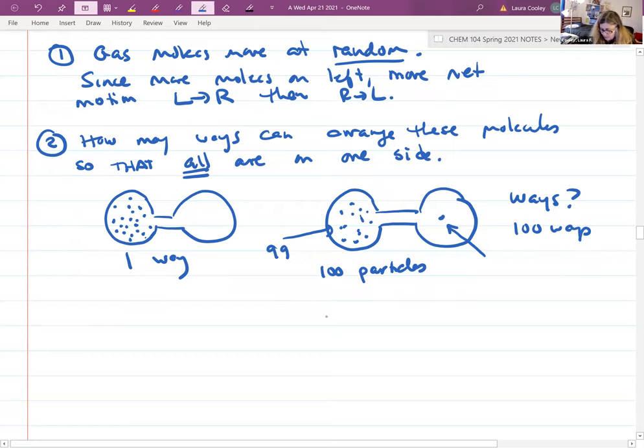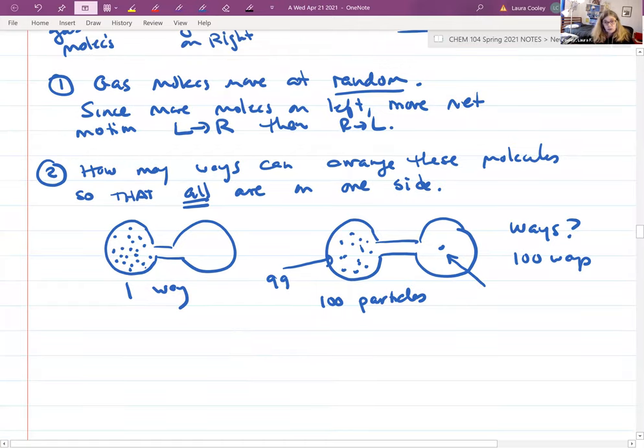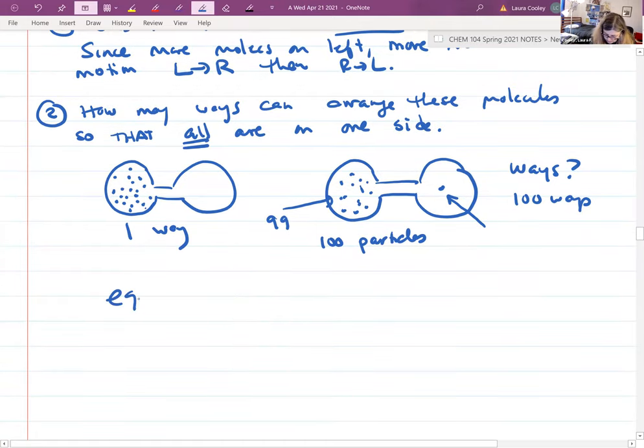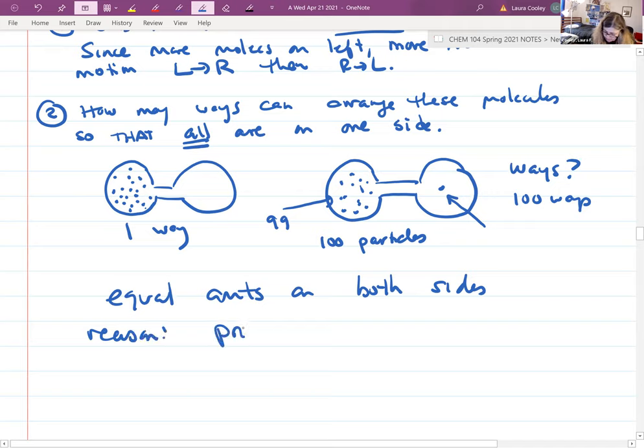And I'm actually going to do an example of this to show you a little bit later. But my conclusion, my point here, is that yes, they will equalize. You will have equal amounts on both sides. And the reason is just probability.